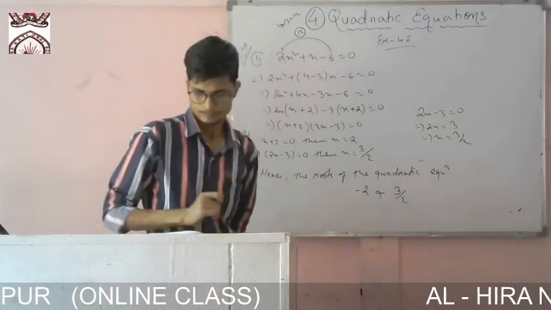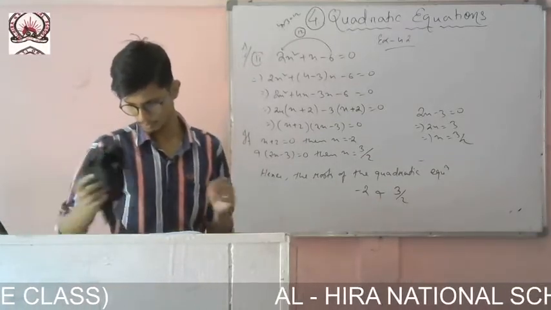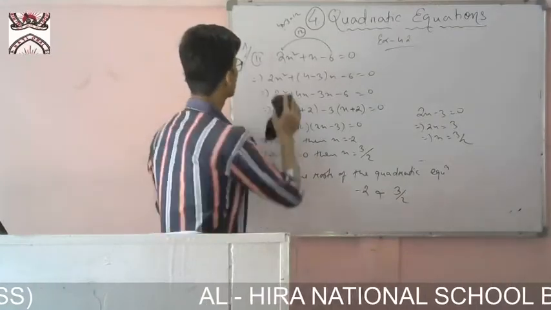Okay. The next one, it is something given with root. Okay, let me do it. Roman number 3.